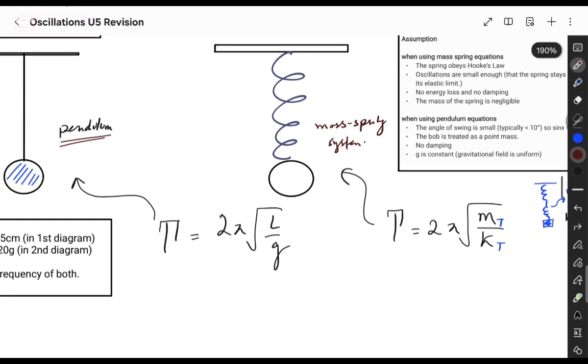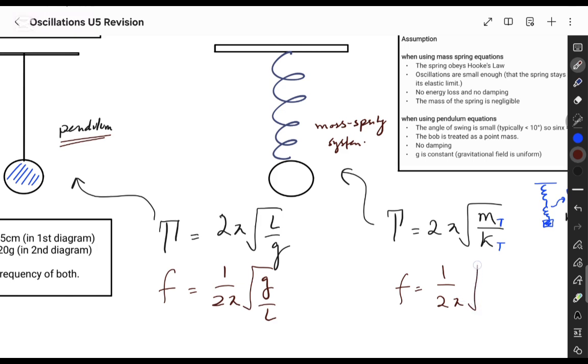And then for frequency, you're just going to flip everything. So for the pendulum, frequency is going to be 1 over 2 pi square root g over L. And here, for the mass spring system, frequency is going to be 1 over 2 pi square root K total over M total.